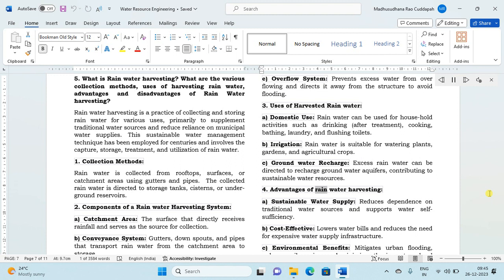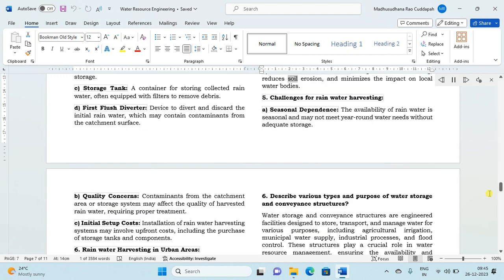4. Advantages of rainwater harvesting. A. Sustainable water supply, reduces dependence on traditional water sources and supports water self-sufficiency. B. Cost-effective, lowers water bills and reduces the need for expensive water supply infrastructure. C. Environmental benefits, mitigates urban flooding, reduces soil erosion, and minimizes the impact on local water bodies.